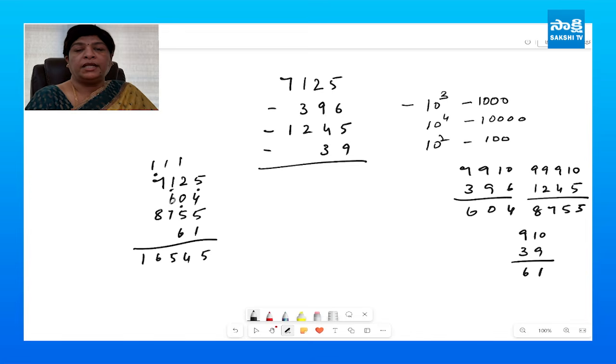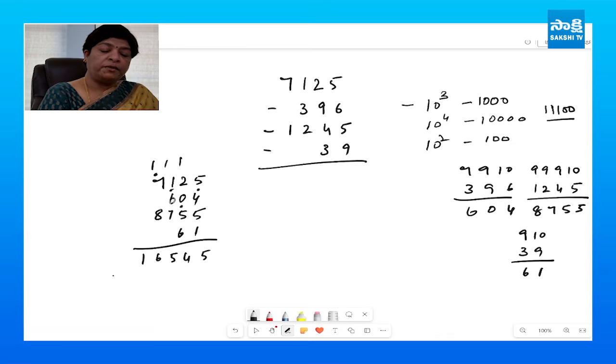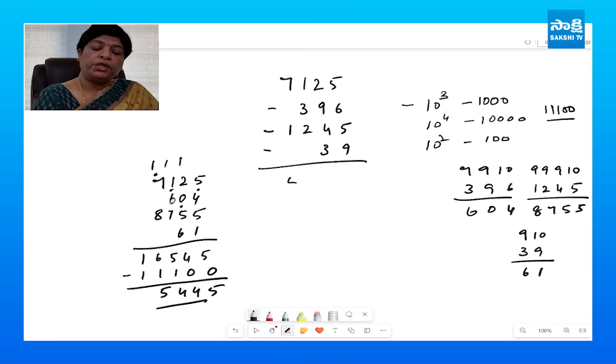Again, the last step would be adding up all the bases. So we have 10,000, again 1000 and 100. So it's going to be 11,100. So this we are going to subtract from the sum we just calculated. 11,100 gives me 5445. So the answer to this problem is 5445.